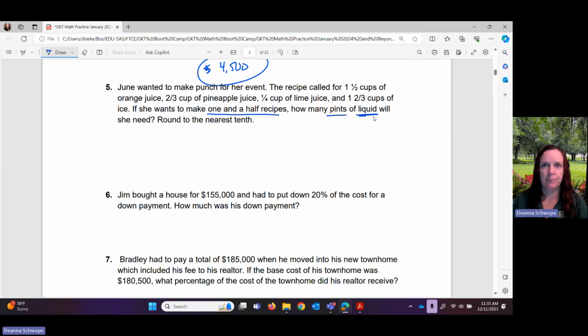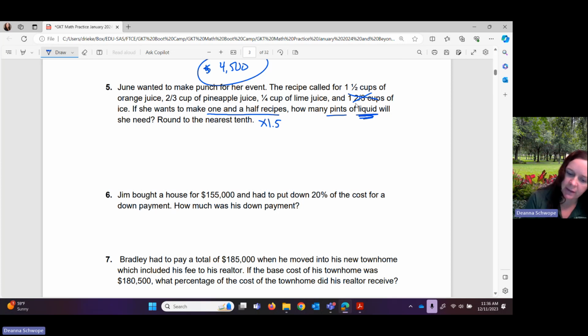So if we look at it, couple things we need to know. 1½ recipe. That means we're going to multiply each ingredient by 1.5. That's 1 recipe plus a half a recipe, 1.5. Another thing to keep in mind is liquid. So we're not going to use the ice. We don't need the ice. We just want to know the liquid. And keeping in mind, we're going to change to pints at the end.